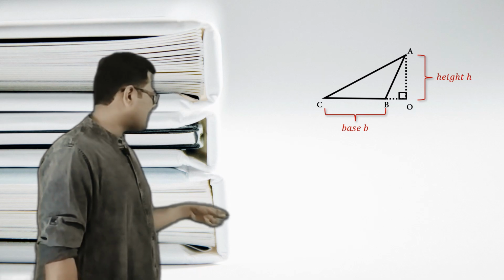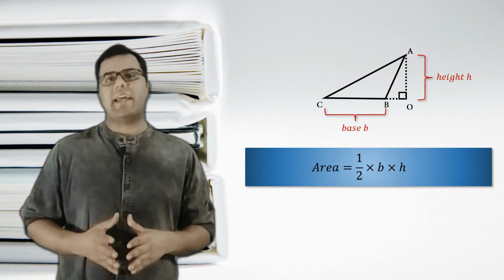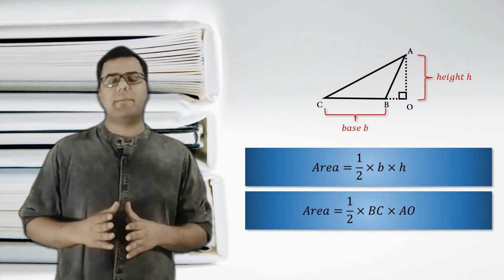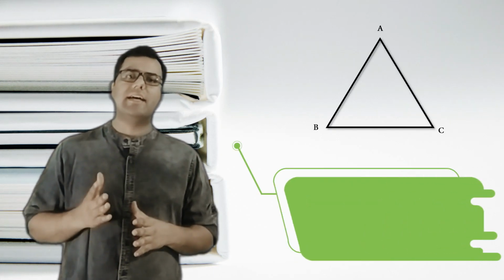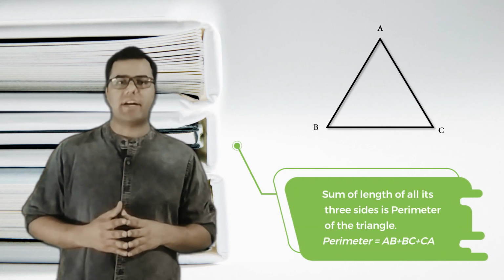Now the formula for this remains the same: the area of a triangle equals 1/2 multiplied by B multiplied by H. Now, what is the perimeter of a triangle? Perimeter, in fact, of anything is the sum of all its sides. For a triangle, there are 3 sides, so all you have to do is sum the lengths of all these 3 sides, and that is going to be the perimeter of the triangle.